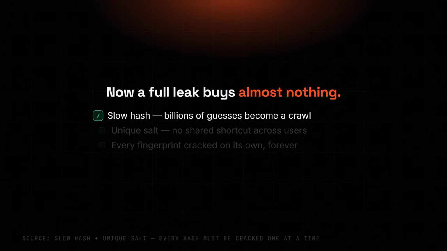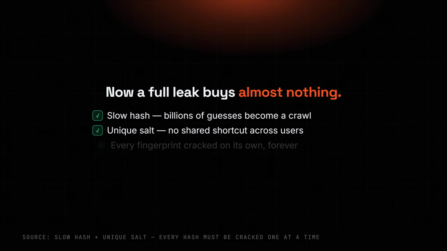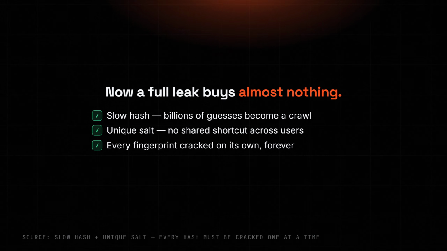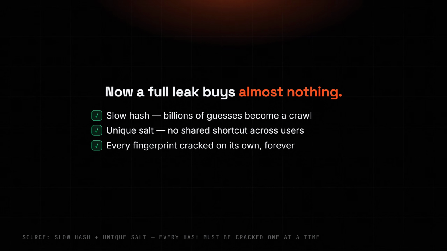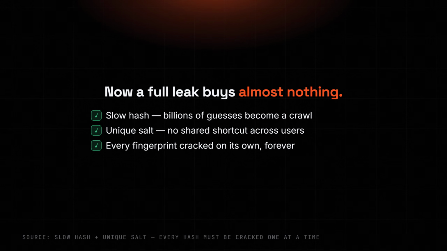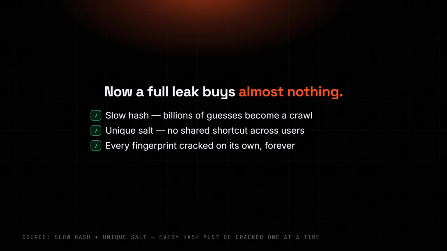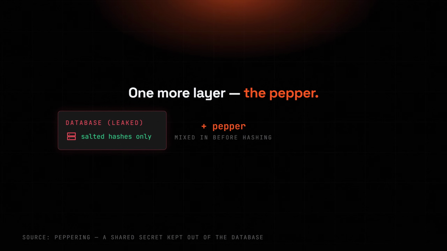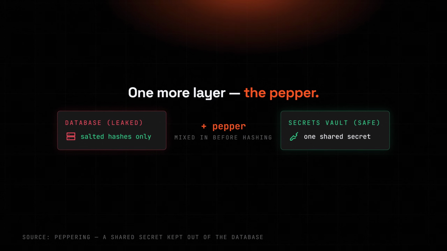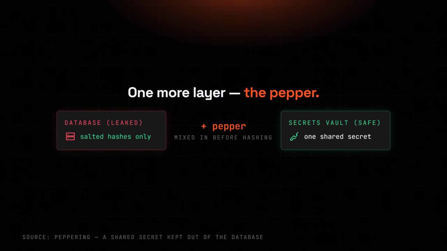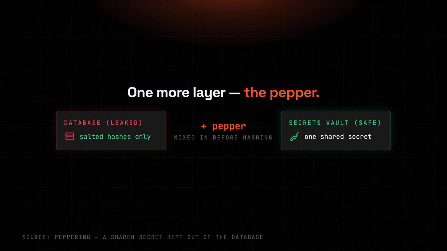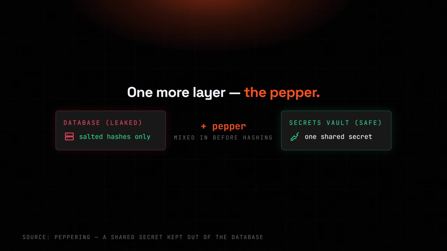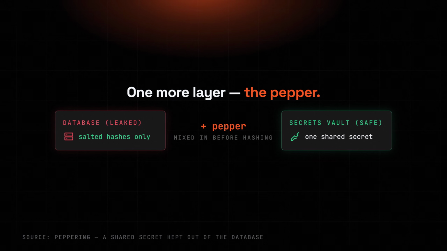Put it all together, and even a full database leak buys the attacker almost nothing. A slow hash, a unique salt per user, and now every single fingerprint has to be cracked on its own, one at a time, which, done right, takes effectively forever. And if you want one more layer of defense, there is the pepper, a single secret value kept completely out of the database, mixed in before hashing. If the database leaks but the pepper does not, the stolen hashes are still useless on their own.